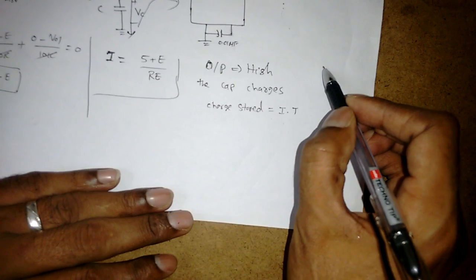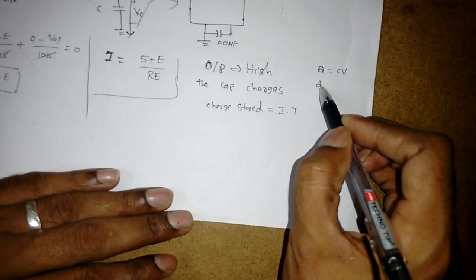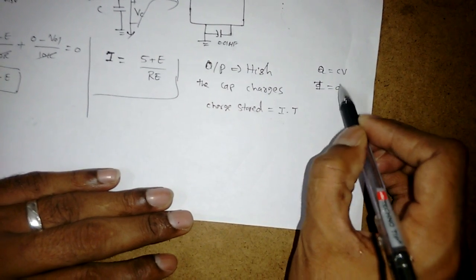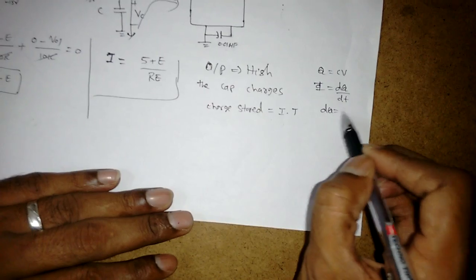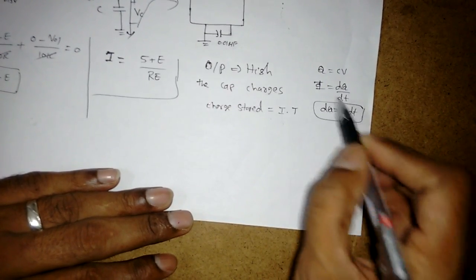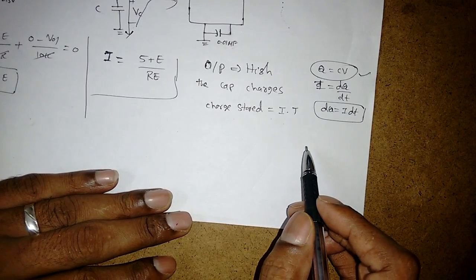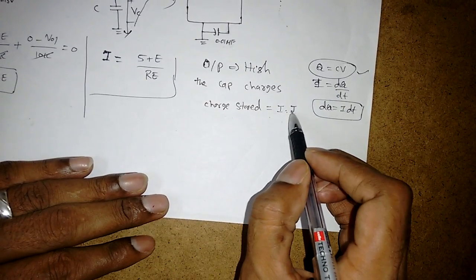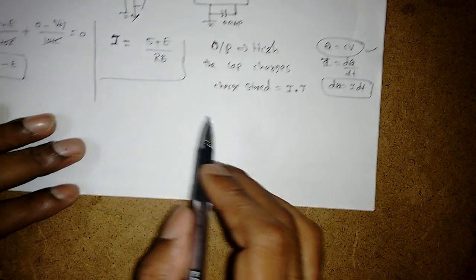So this comes from Q equal to CV, and what is I? I is equal to dQ by dt. From these two formulas I can get dQ is equal to I into dt, as well as one more equation is required here, that is for the later case. Charge stored is I into T, the time constant. What is the time constant we require? That is the required one, right?